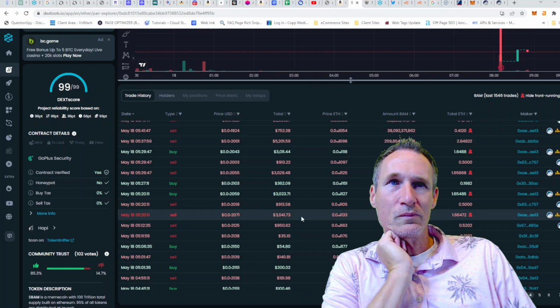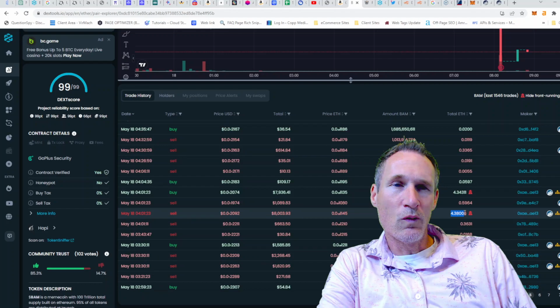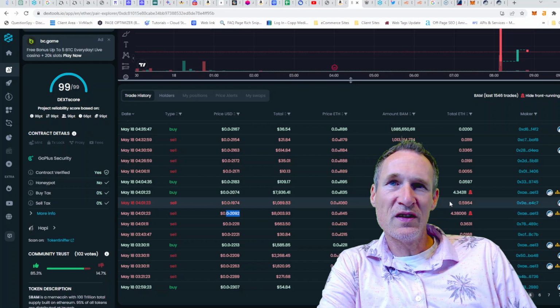You can see this happens all the time. Okay. So right here, he sold 4.4 ETH worth at 2092 and forced this person who sold 0.6 ETH roughly to sell at 1974. Just ridiculous. And then he just bought back in. So he's manipulating the price. He's making money off you, and he's costing you money.